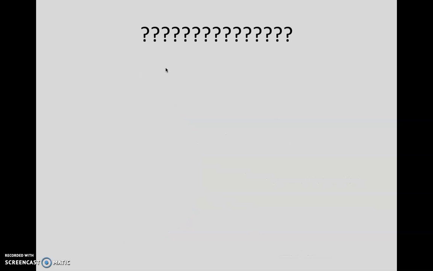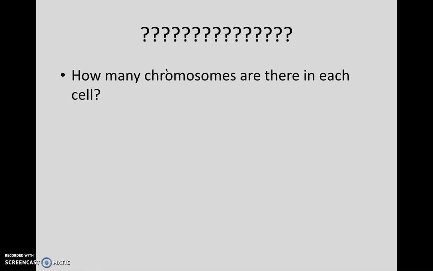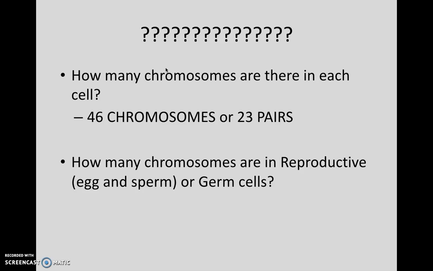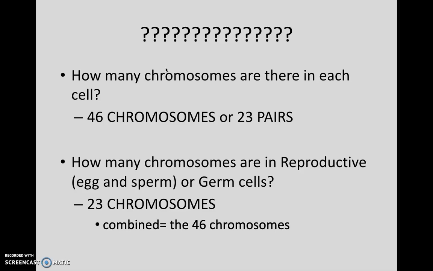So, a little bit of review from that previous slide: how many chromosomes are there in each cell? Well, there are 46 chromosomes, or those 23 pairs that we talked about. When we look at our reproductive cells, or germ cells, we get 23 chromosomes from the egg and 23 chromosomes from the sperm to give us those 46 combined chromosomes.